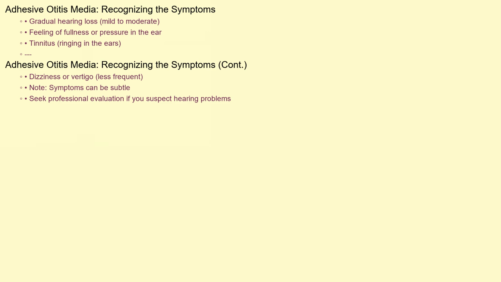How can you tell if you or a loved one has adhesive otitis media? The hallmark symptom is gradual hearing loss, which can range from mild to moderate. You might experience a feeling of fullness or pressure in the ear. Tinnitus, or ringing in the ears, is another common complaint. In some cases, you might also experience dizziness or vertigo, although this is less frequent. It's important to note that these symptoms can be subtle at first, so if you suspect any hearing problems, it's crucial to seek professional evaluation.